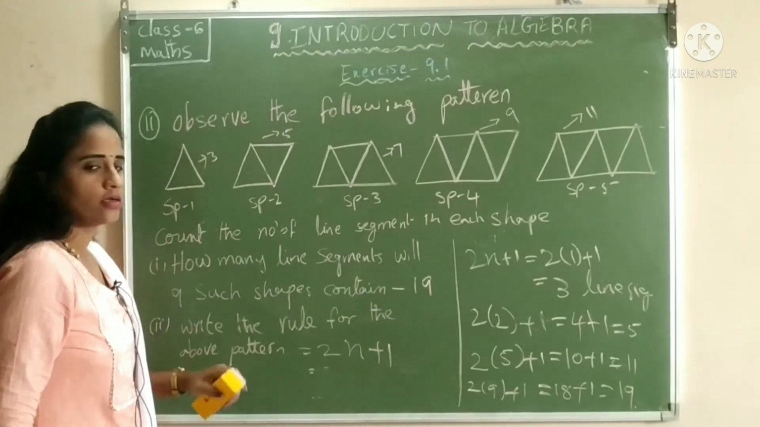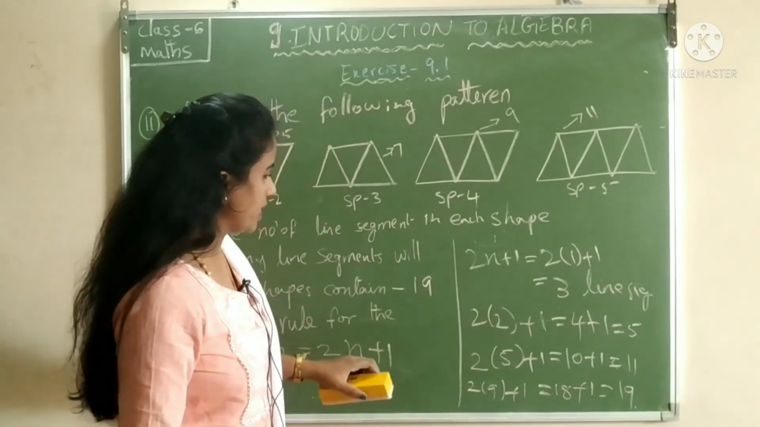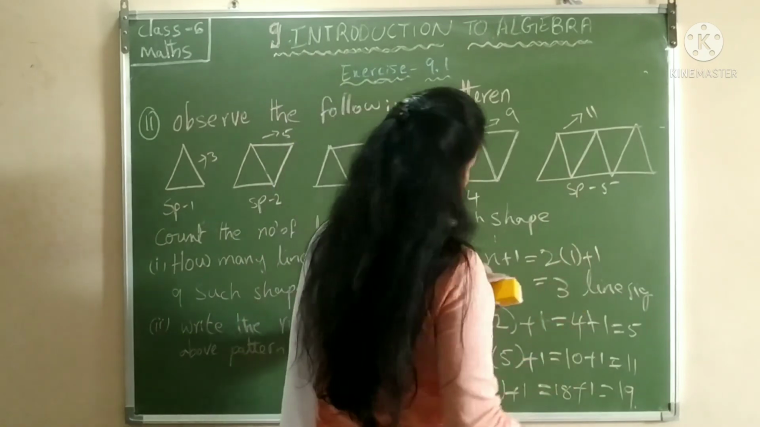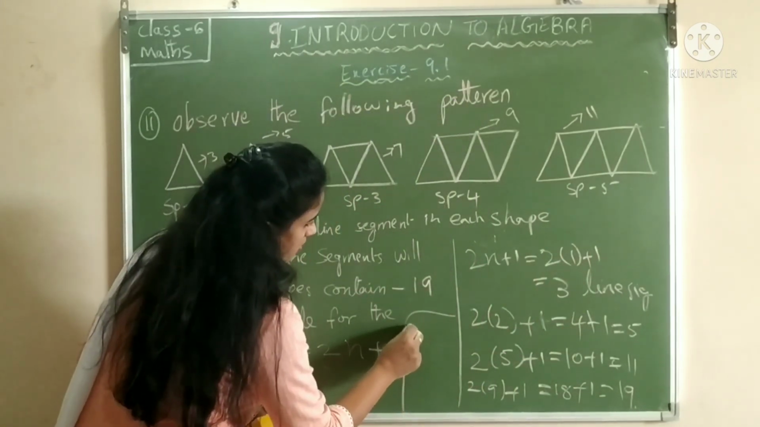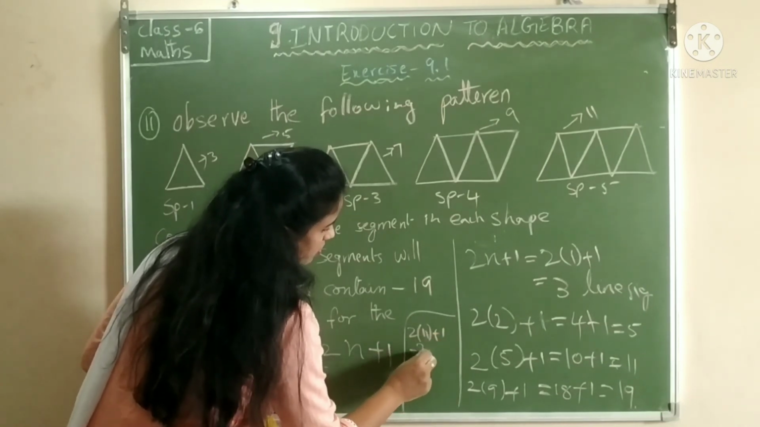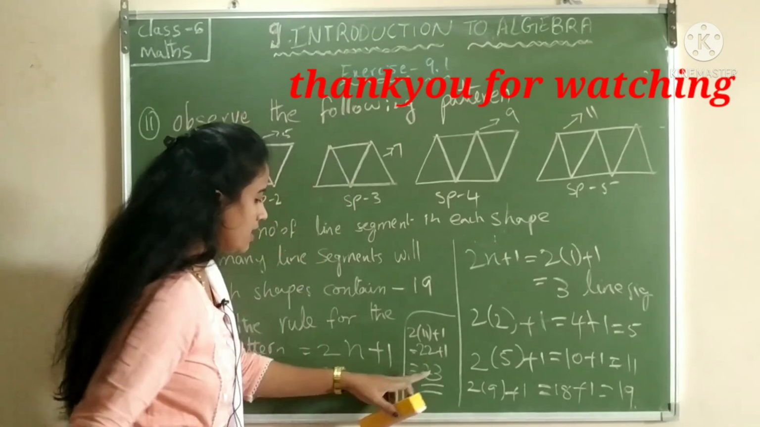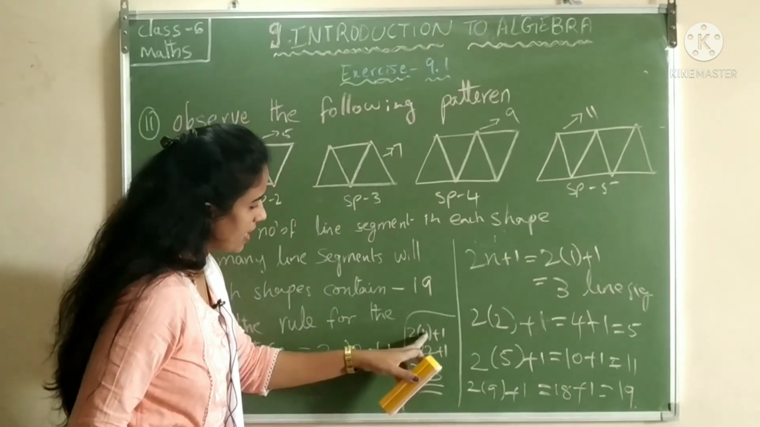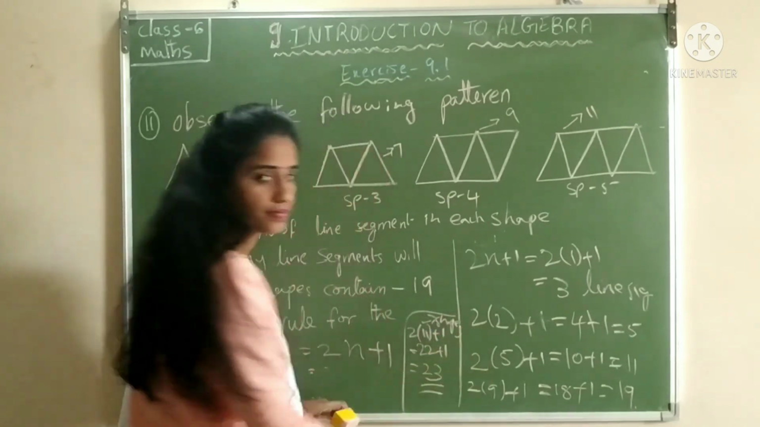And also suppose 11 shapes you need. Then how many line segments you need? Right, 11. Suppose 11. See here, 11 you need. Then 2 into 11 plus 1 is equal to 2 elevens are 22 plus 1. So 23. 23 line segments you need for 11 shapes. Okay, like that. Clear?